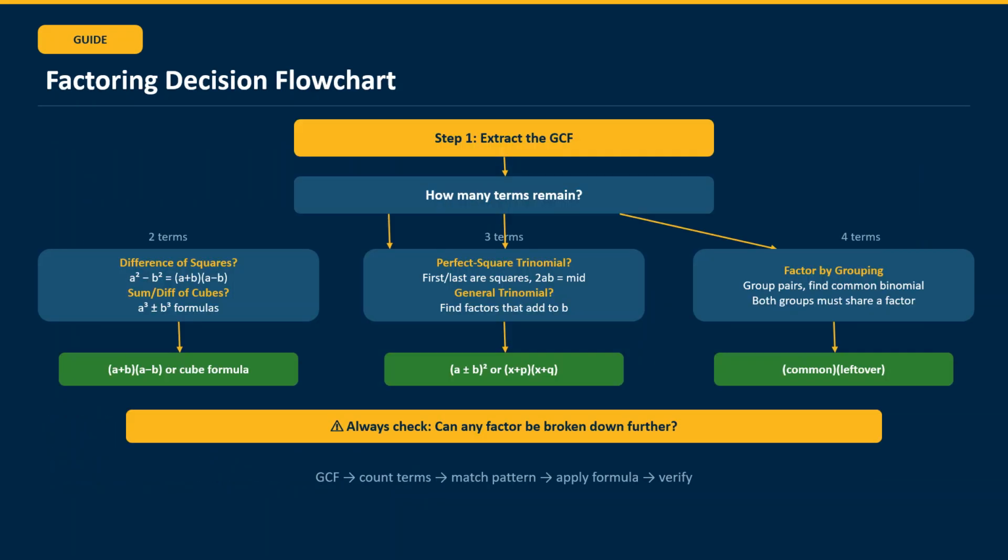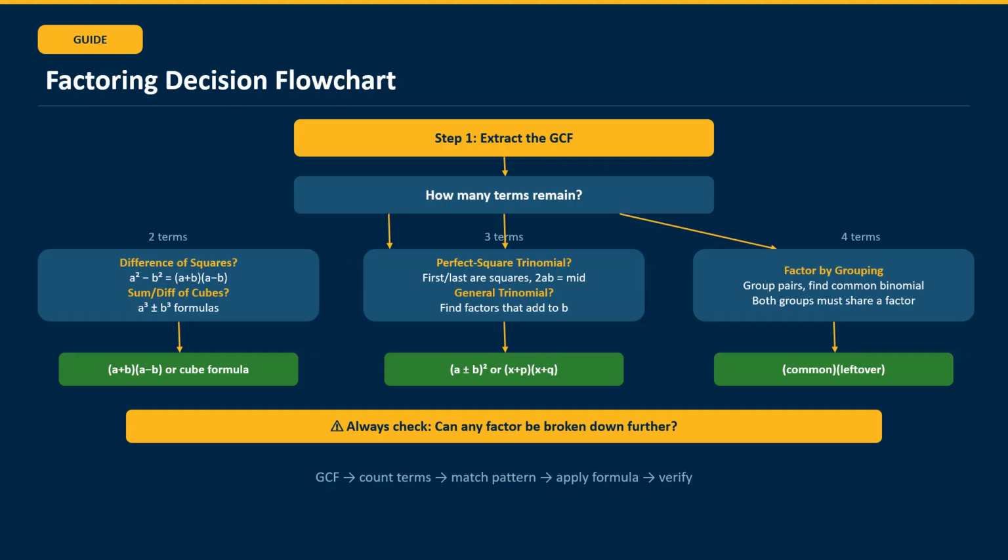Here's a decision flow chart you can follow for any factoring problem. Start by extracting the greatest common factor. Always do this first, no matter what. Next, count the number of terms in what remains. If you have 2 terms, check for a difference of squares or a sum or difference of cubes. If you have 3 terms, check for a perfect square trinomial. If you have 4 terms, try factoring by grouping.